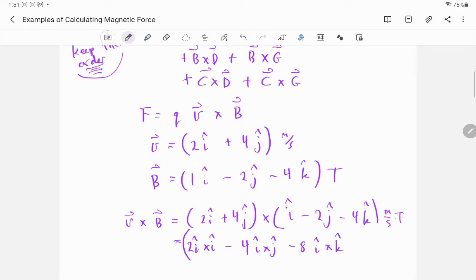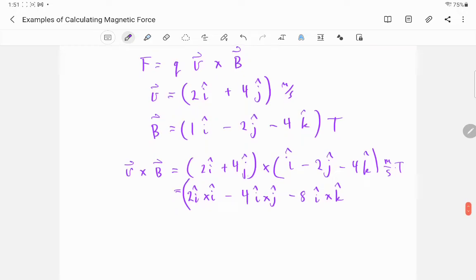So I'm going to put these in parentheses. I've got a lot of terms. And then I got 4 j hat times i hat, so cross i hat. And then I've got negative 8 j hat cross j hat. And then I've got negative 16, right? j hat cross k hat. Close parentheses, the units are meters per second times Tesla, right? And then I'll just continue on.